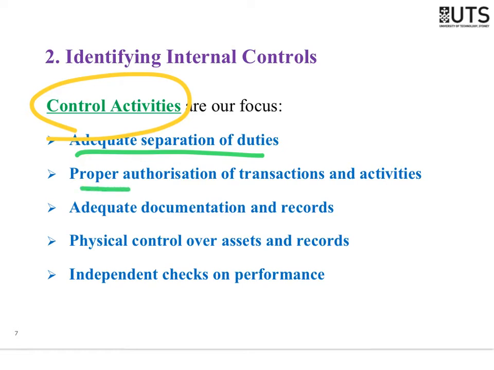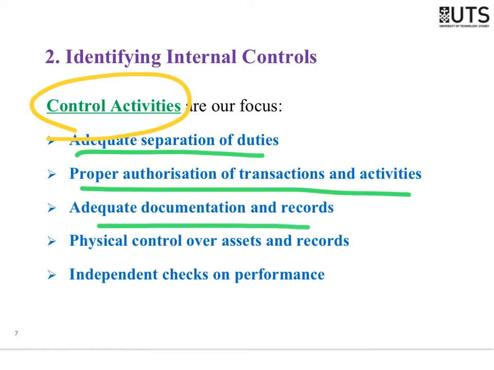Proper authorization of transactions and activities, making sure that people are approving transactions according to their authority limits. Okay, we've discussed this one before. Making sure that there is adequate documentation and records. Guys, by having documentation and records, it provides what we call an audit trail, a paper trail. It means that we can go back and check it. Without that, it's an issue. If they're taking orders over the phone, how do we check that the order was right? How do we check that the order even happened? You need documentation to support the process and enable a review or a check of what has taken place.